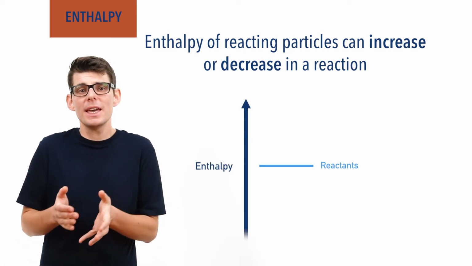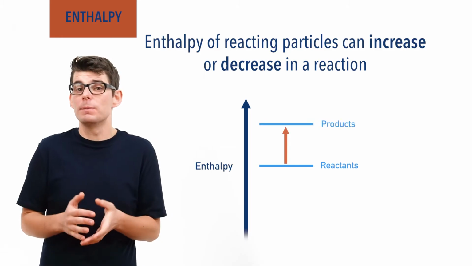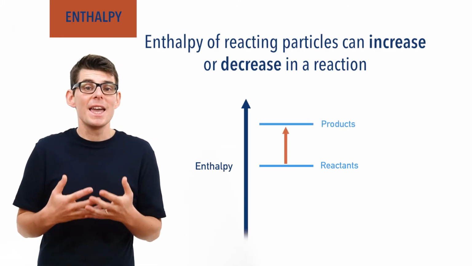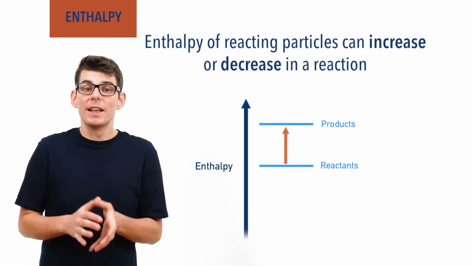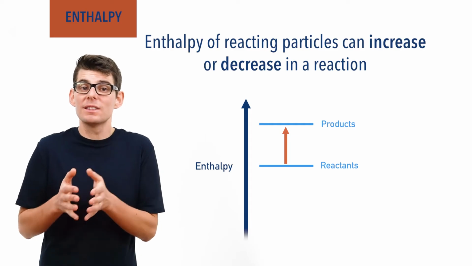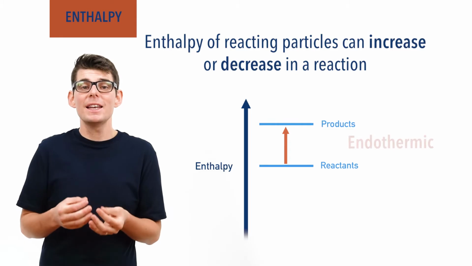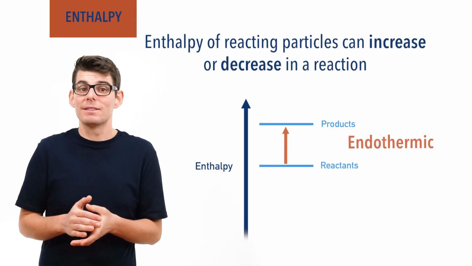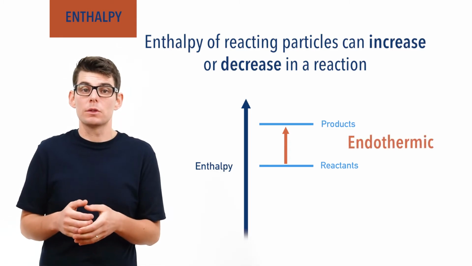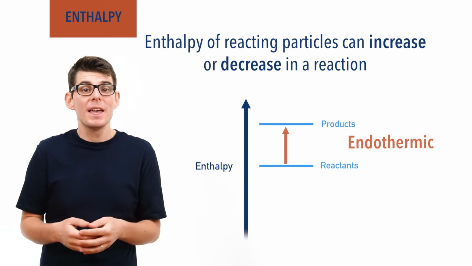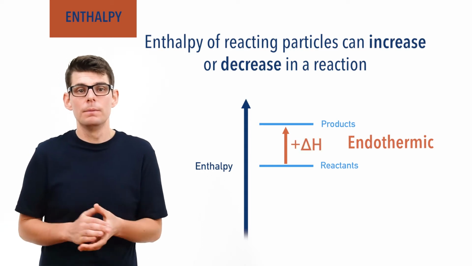If their enthalpy increases, more energy is being stored up and locked away inside the reacting particles, and the energy contained in the products is higher than in the reactants. This kind of reaction is called an endothermic reaction, and as the enthalpy content of the reacting particles has increased and gone up, it has a positive value.